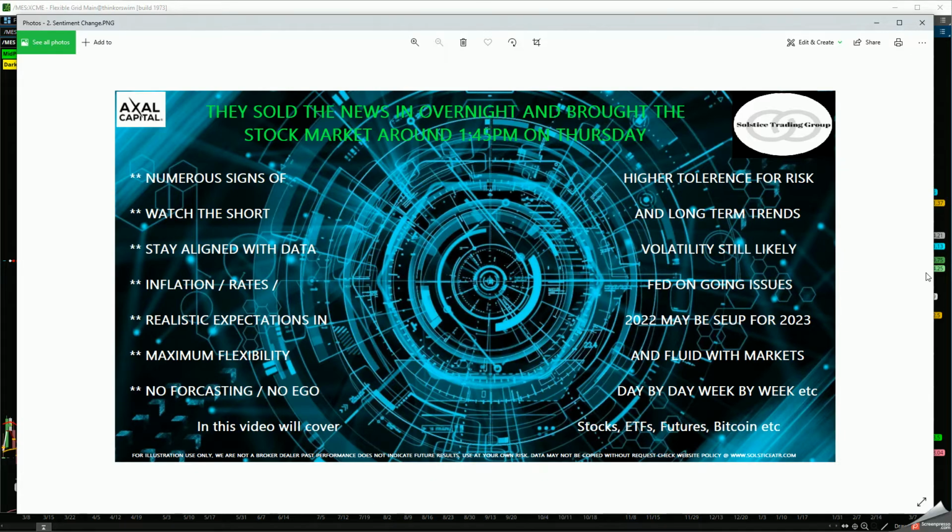Volatility is still there. We still have inflation, interest rates, the Fed's still having an ongoing issue, which they have not resolved. Really, make sure you have realistic expectations for 2022, because it may be aligning for the setup for the coming year in 2023. You have to be flexible and fluid with the market.